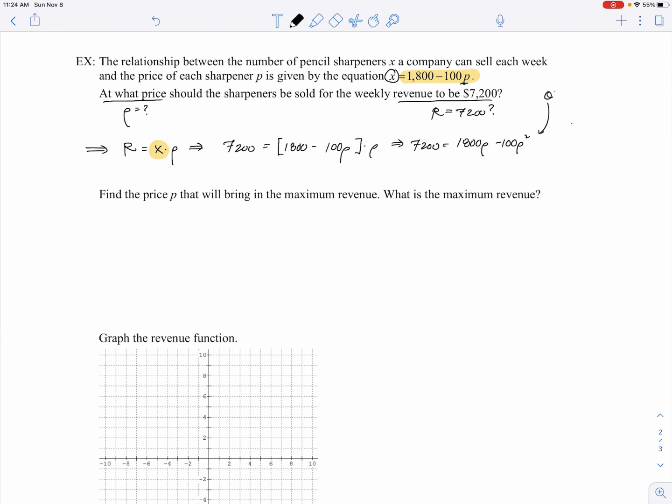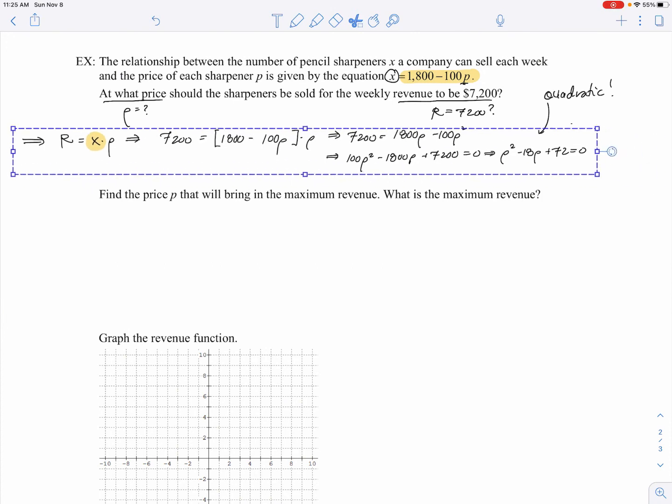And this is quadratic. If we put it in standard form, we bring everybody over to one side, and we get 100 rho squared minus 1,800 rho plus 7,200 is equal to 0. We can scale that down a little bit by dividing everybody by 100. To solve this relationship, we get rho squared minus 18 rho plus 72 equals 0. Excuse me, it looks like I'm running out of room here, so let me move this over just a little bit.